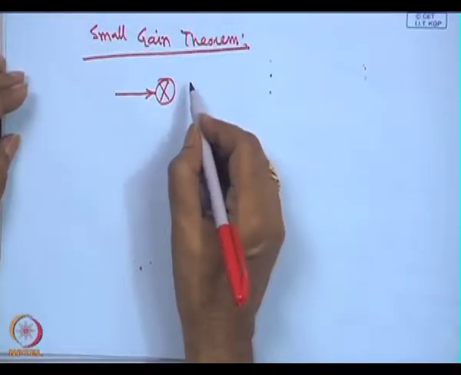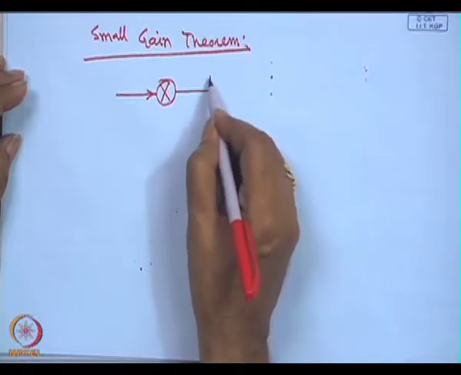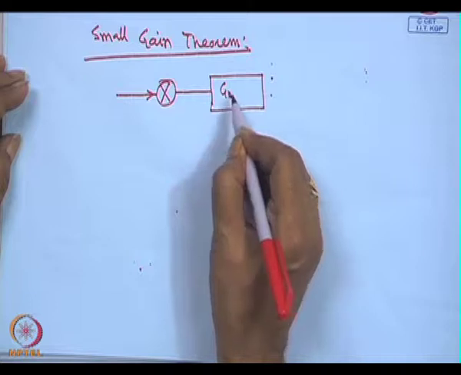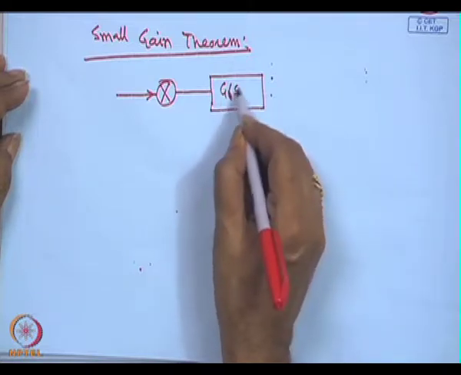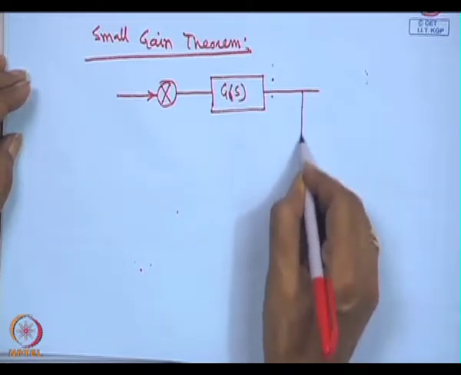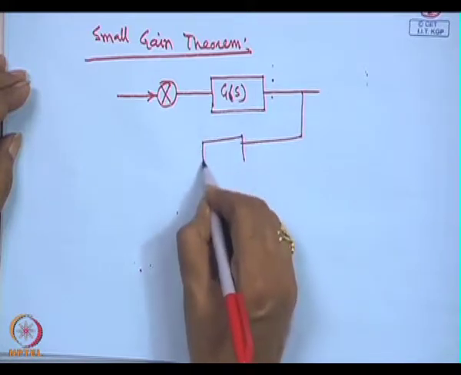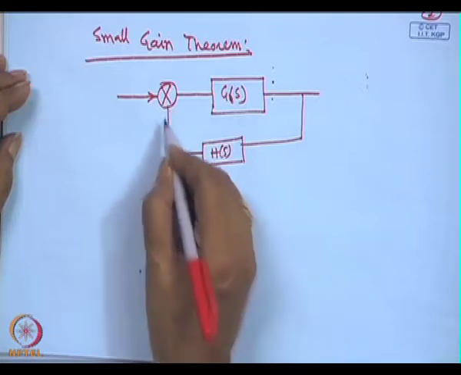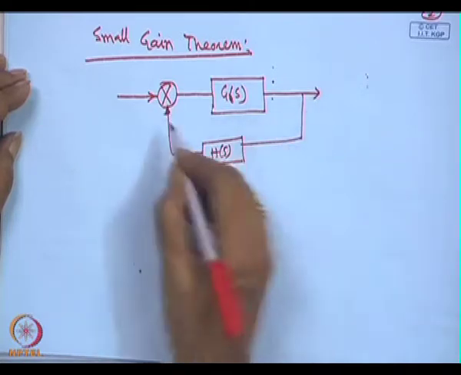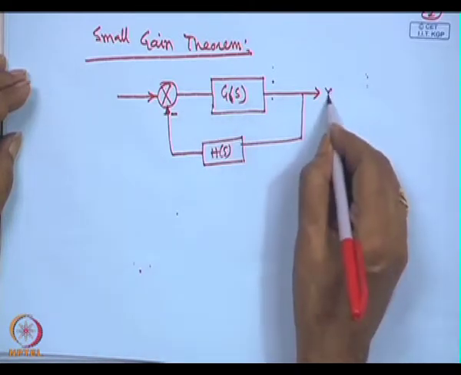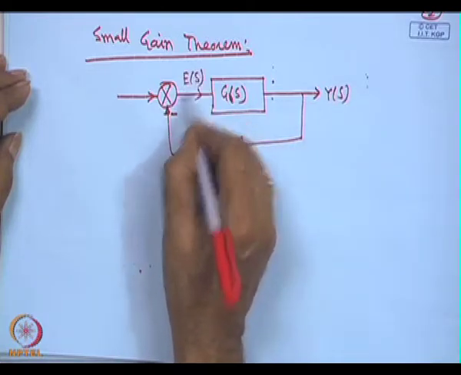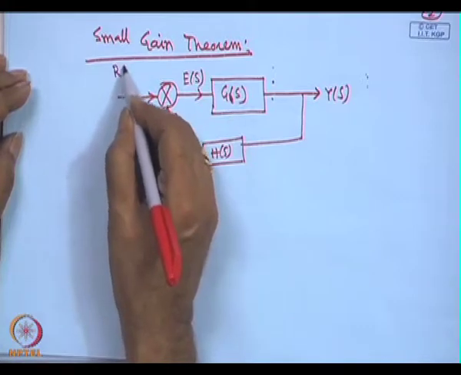So, this is our delta m of s, or G(s), let us call it G(s). This is our H(s), the feedback transfer function, and this is our negative feedback. This is Y(s), this is E(s), and this is R(s).